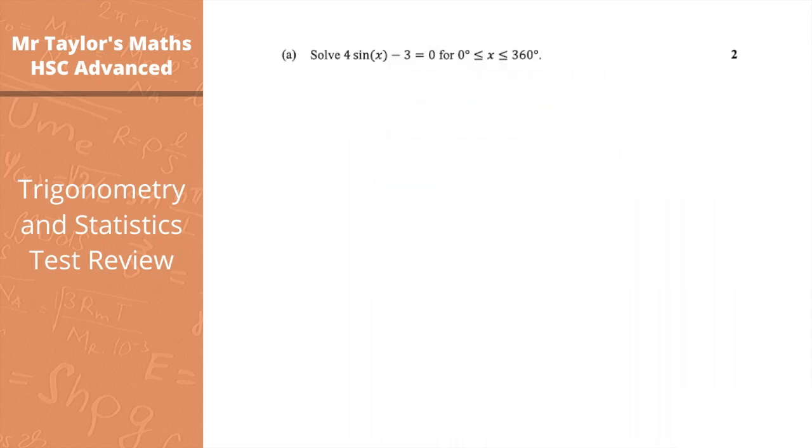Okay, question 7 is our trigonometry question. So part a is solve 4 sin x - 3 = 0. So 4 sin x = 3 and sin x = 3/4.